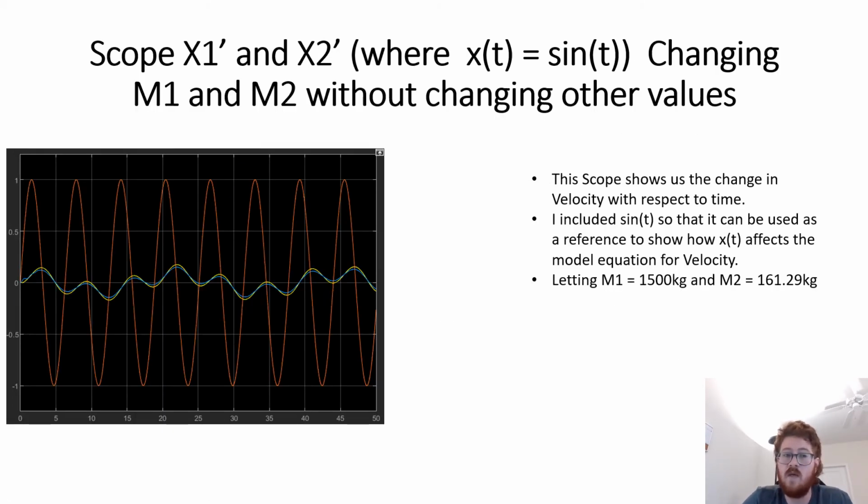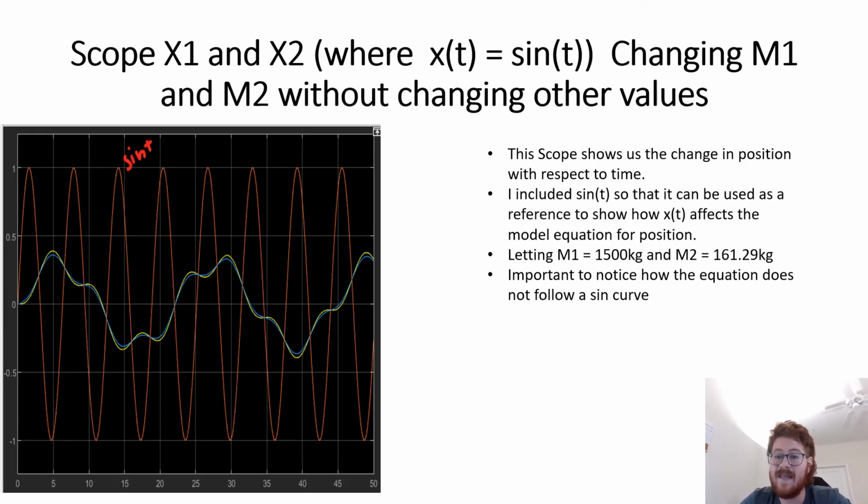In this model, we used the original equation, but we changed M1 and M2, so it went back to X of T equal to sine of T. So now our M1 value is equal to 1,500 kilograms, and our M2 value is equal to 161.29 kilograms. And as you can see, this looks very different from our original model. Where in the last slide we modeled the velocity with time, this time we are modeling position with time, and this is still with the M1 and M2 values changed, but with X of T equal to sine of T. And as you can see, this one does not look like our original model either.